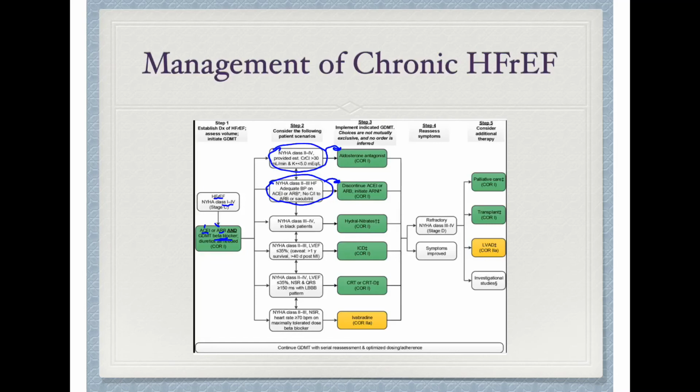Or otherwise consider switching patients who have chronically been on angiotensin receptor blockers or ACE inhibitors to the sacubitril valsartan combination. Black patients or patients who can't tolerate ACE inhibitors or ARB as a result of their renal failure or hyperkalemia should be started on the combination of hydralazine and isosorbide dinitrate.